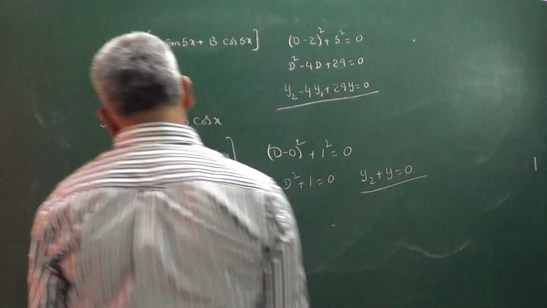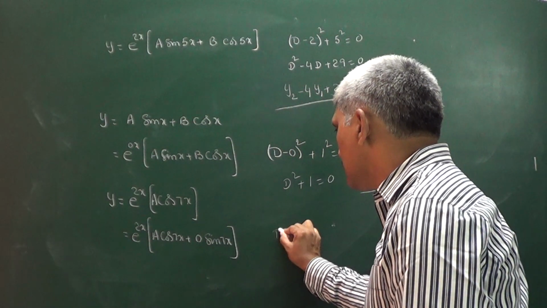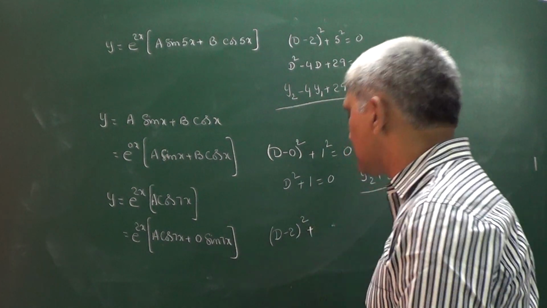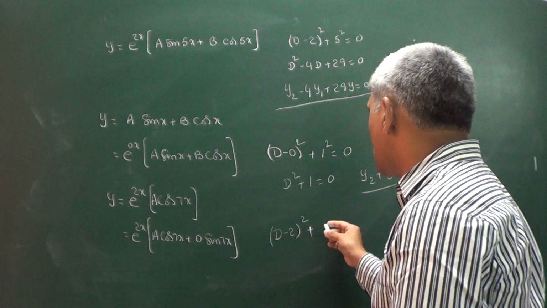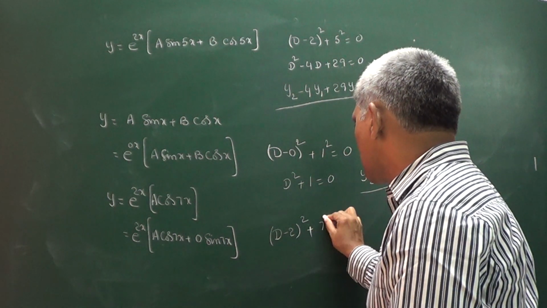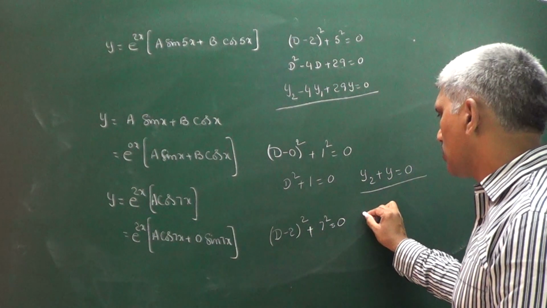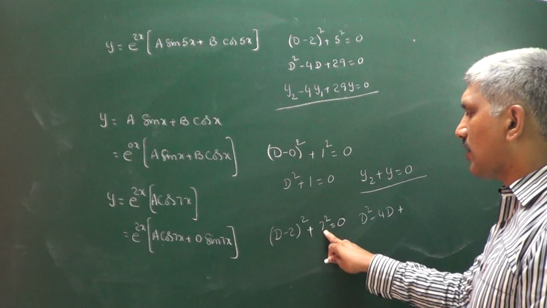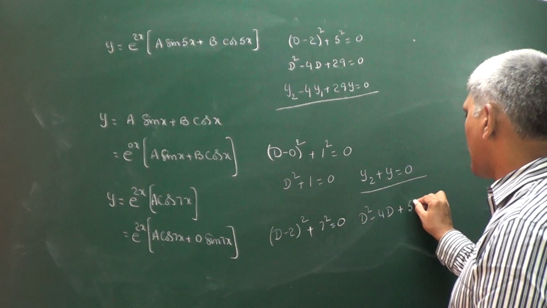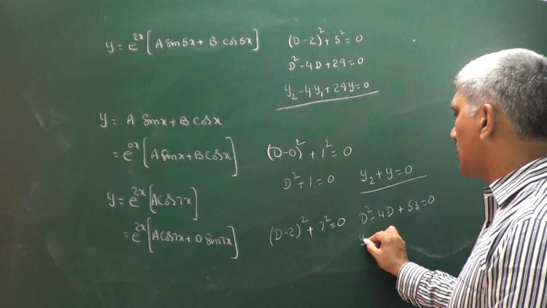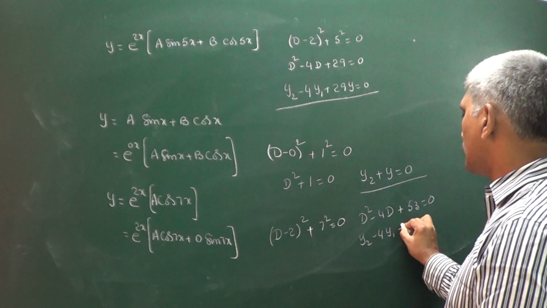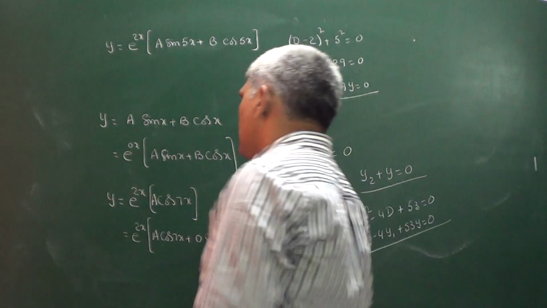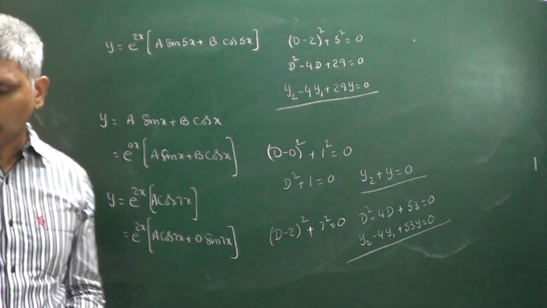So for this family of curves we can write the differential equation as (D minus 2) whole square plus 7 square is equal to 0. Now you will get D square minus 4D plus, here 49 plus 4, you will get 53, is equal to 0. That is nothing but y2 minus 4 times y1 plus 53 into y is equal to 0. That is the differential equation for this family of curves.